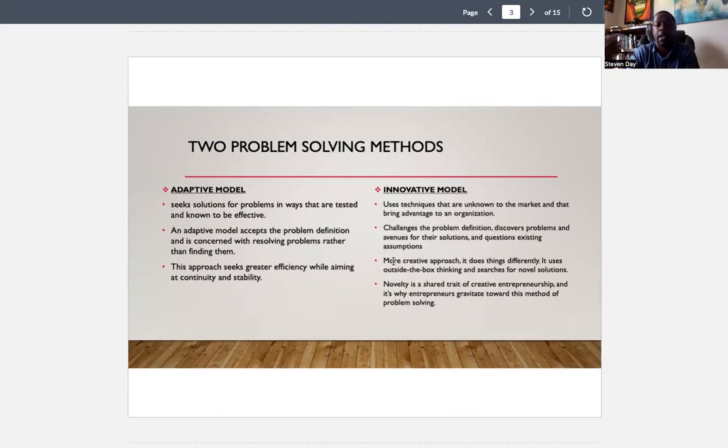Then on the other hand, you have the innovative model, which is on the other end of the spectrum. On this side, you challenge the problem definition and you more find the problem. It's a more creative approach, it does things differently, uses outside of the box thinking. So that critical thinking that we talked about and novelty is a shared trait of creative entrepreneurship. And it's why entrepreneurs gravitate towards this method of problem solving versus the adaptive model.